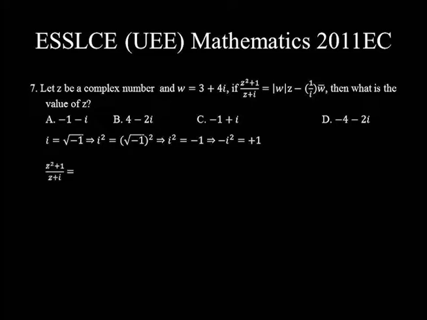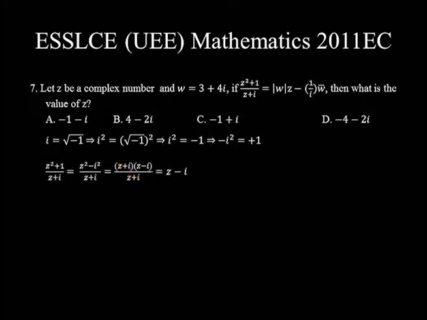Thus, the expression z squared plus 1 divided by z plus i is equal to z squared plus 1, which means z squared minus i squared, divided by z plus i. The square of the difference between z and i can be expressed as z plus i times z minus i, divided by z plus i. Crossing out z plus i by z plus i, we are left with z minus i.